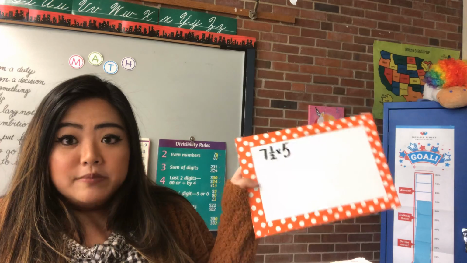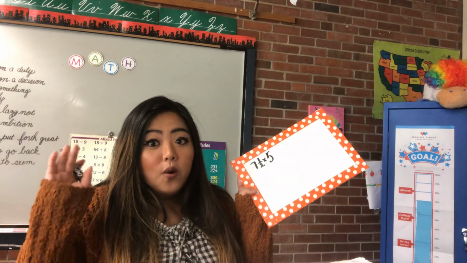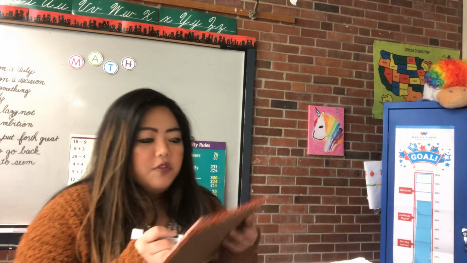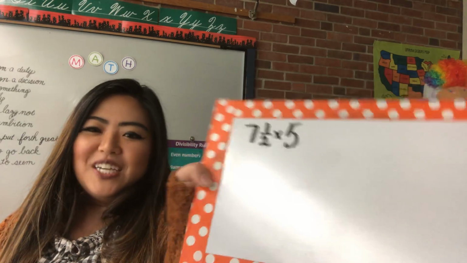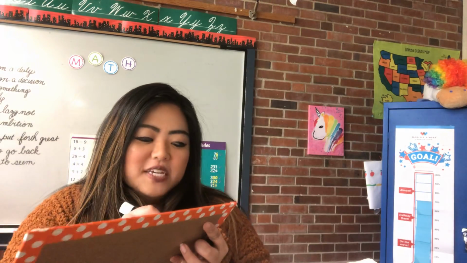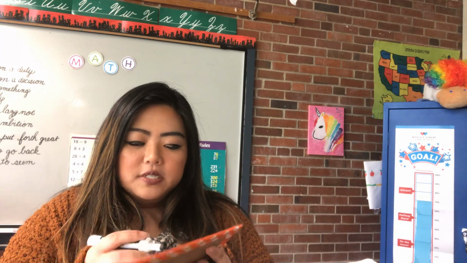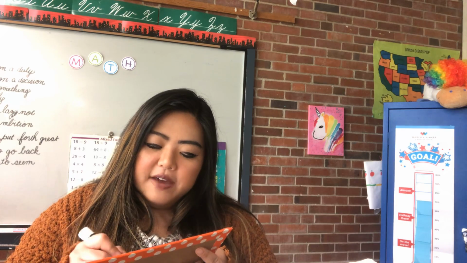7.5 times 5. 7.5 times 5, not 7, because she works only 5 days, not 7. So the first thing we have to do, you say, I don't know how to do that, but yes you do. Change it into an improper fraction, 15 over 2 times 5, cannot reduce or cancel. So multiply across and you get 75 over 2.